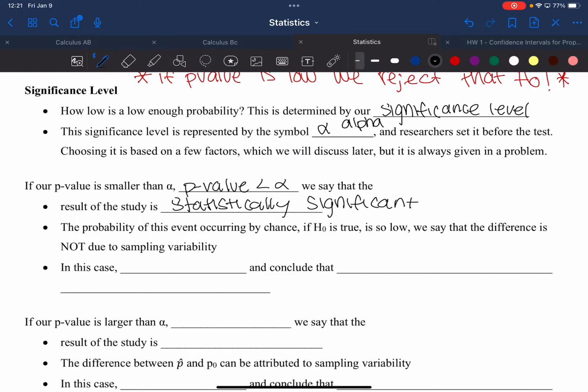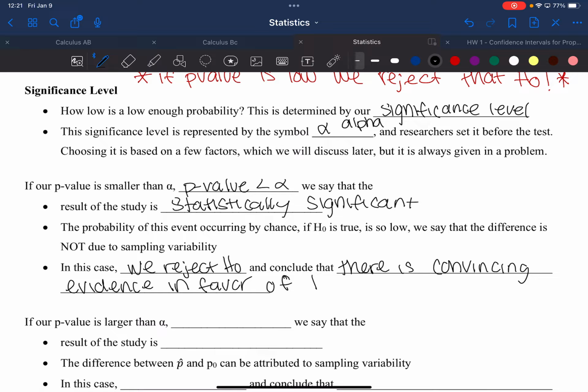In this case, we reject what? What do we reject? The null hypothesis, right? And conclude that there is convincing evidence in favor of the alternative hypothesis. So what we just wrote here is a sentence stem. So we would say we reject H0 and conclude there is convincing evidence in favor of the alternative hypothesis.